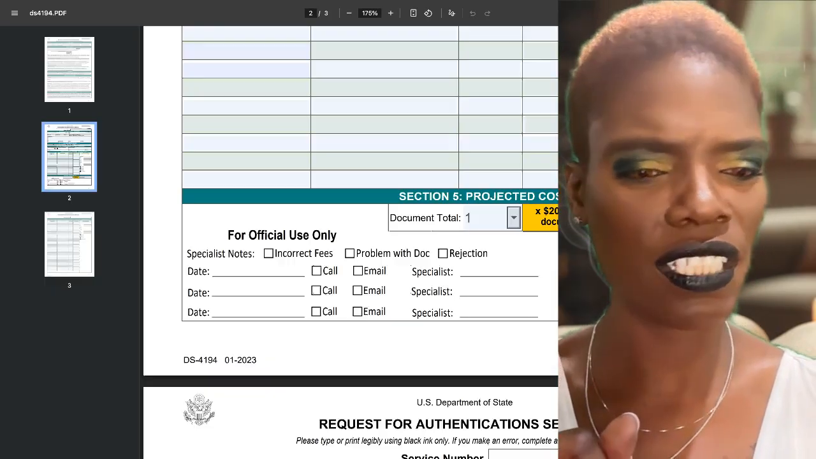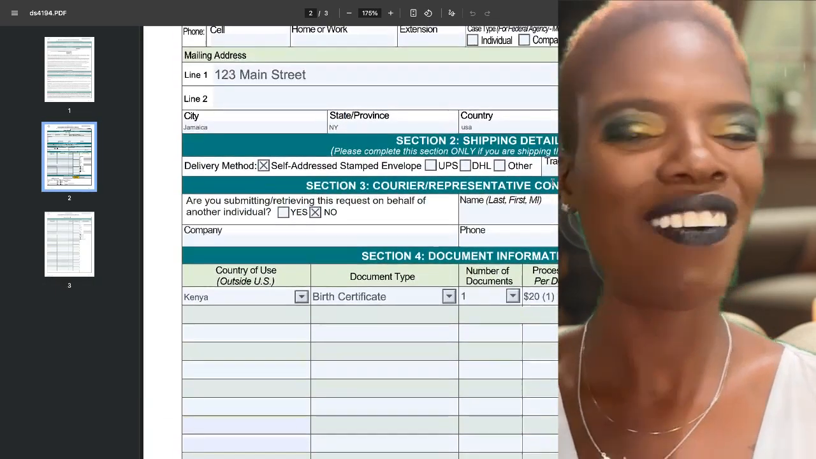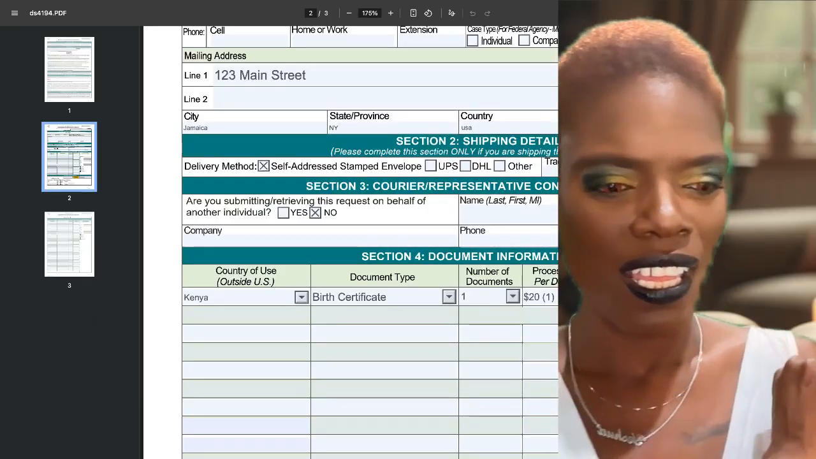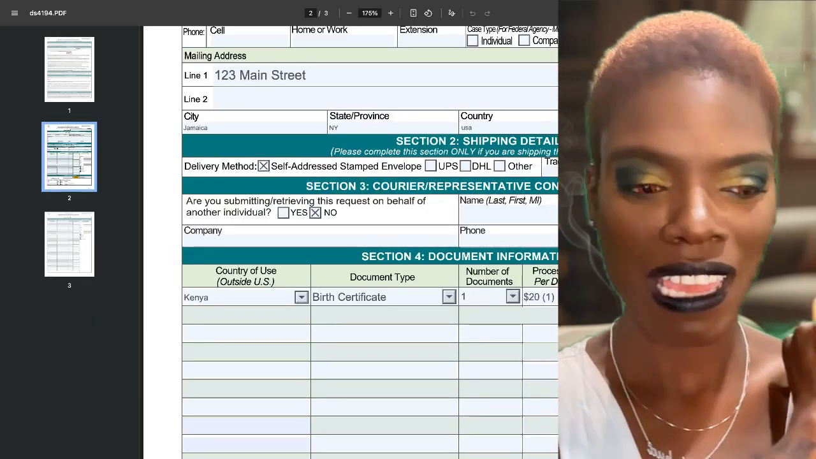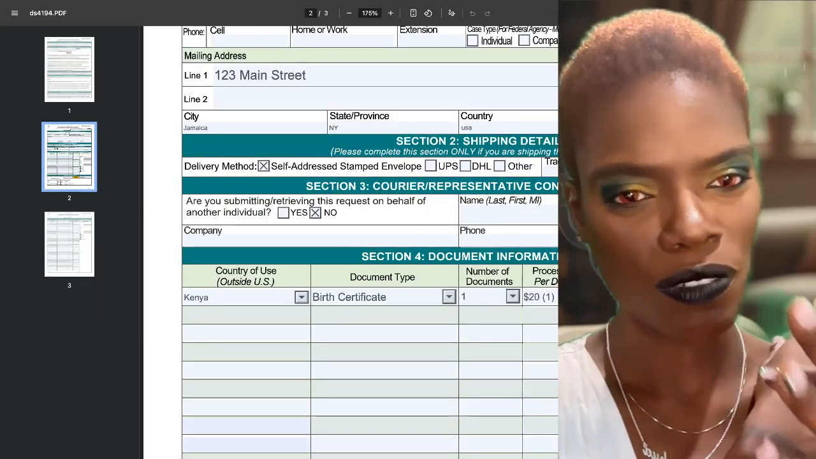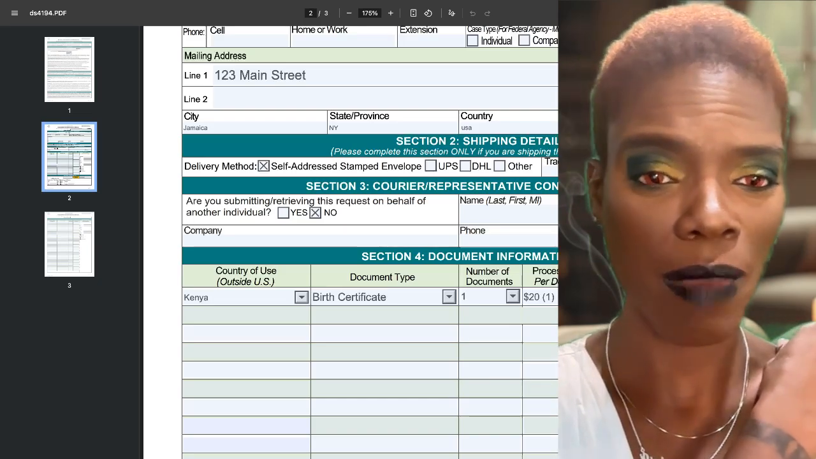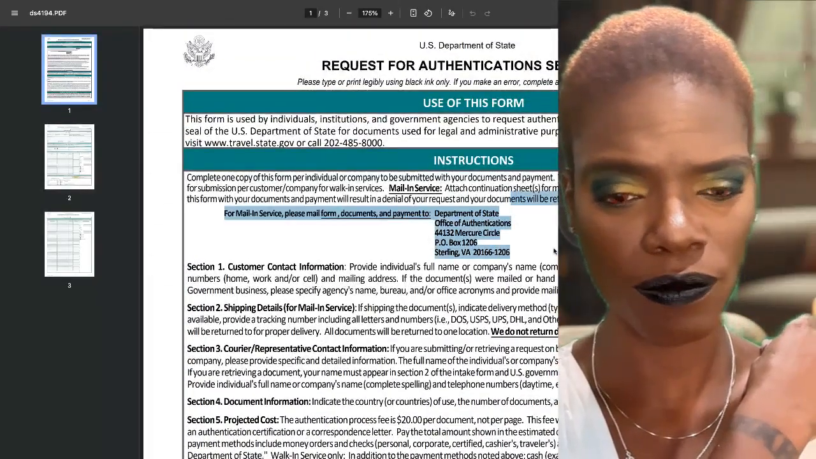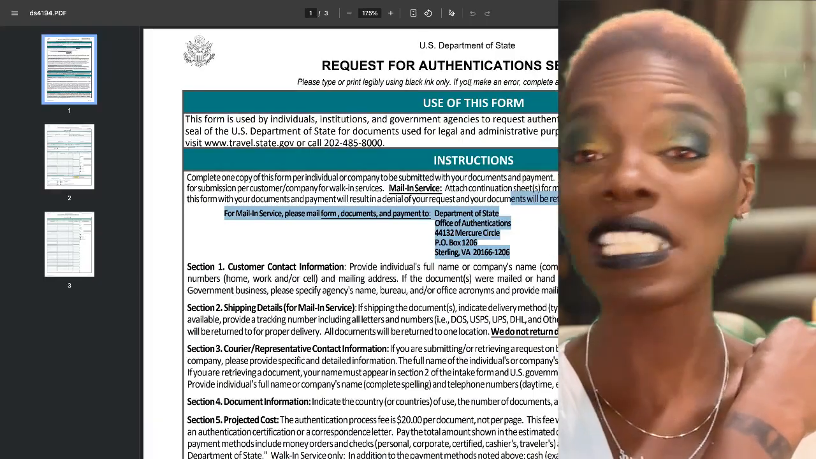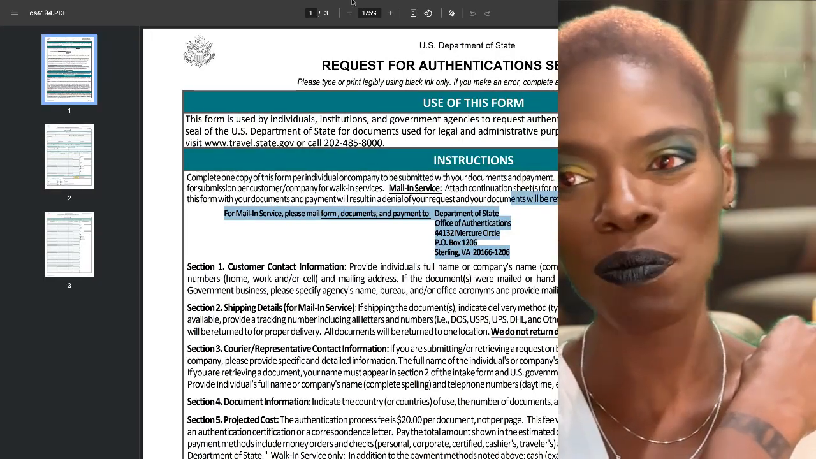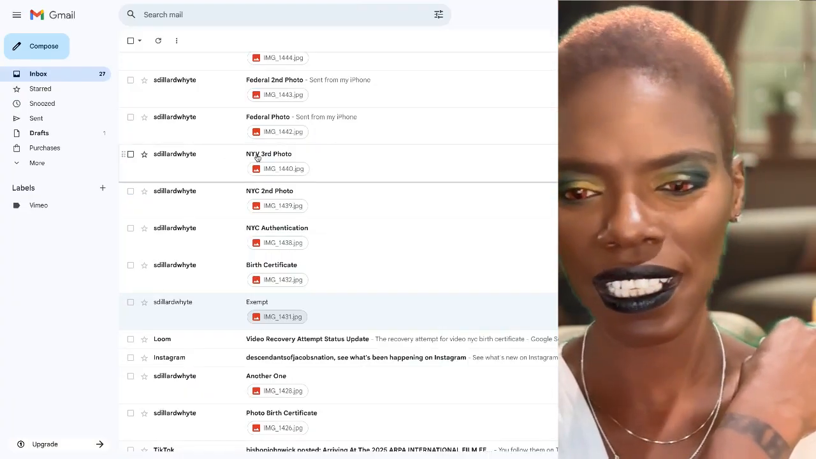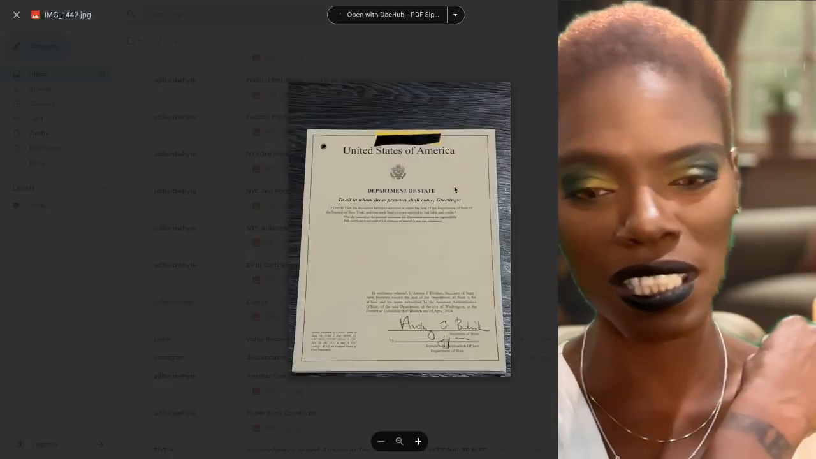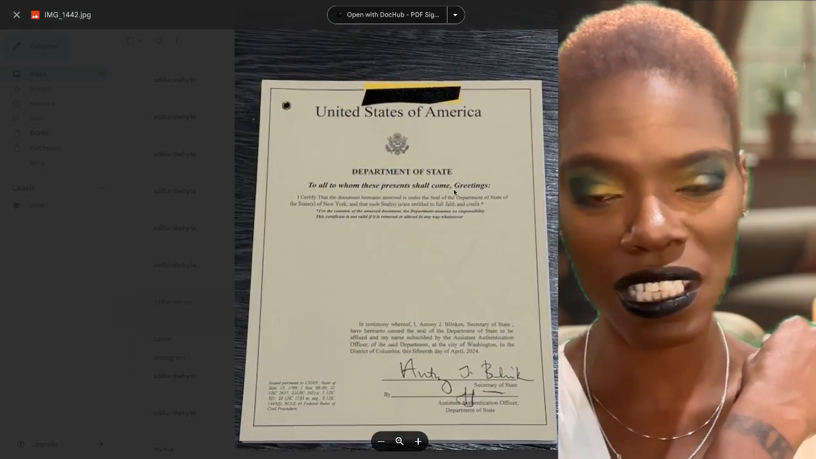And this, ladies and gentlemen, we have officially finished filing or authenticating our birth certificate on 3 different levels. You are going to mail this back out to the address located here, okay? They are going to send it back to you, and yes, I got a picture of what that looks like. You're not going to alter this package, okay? This is what comes back.